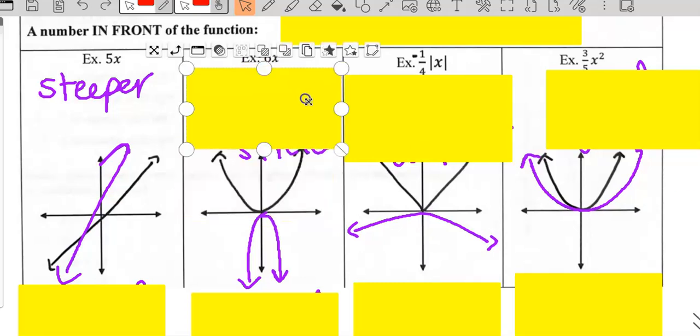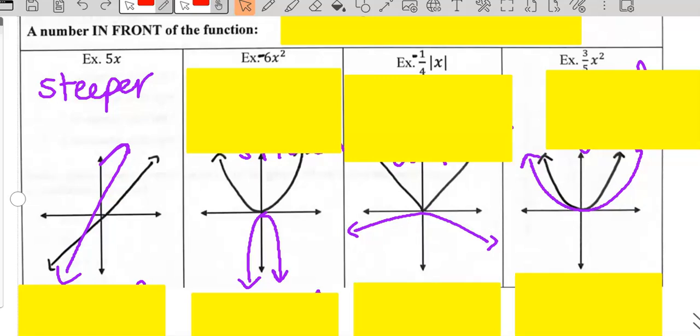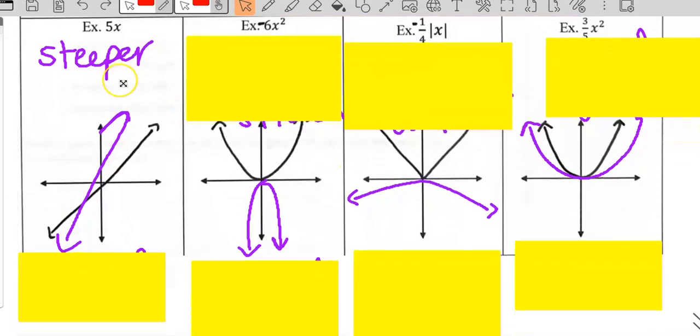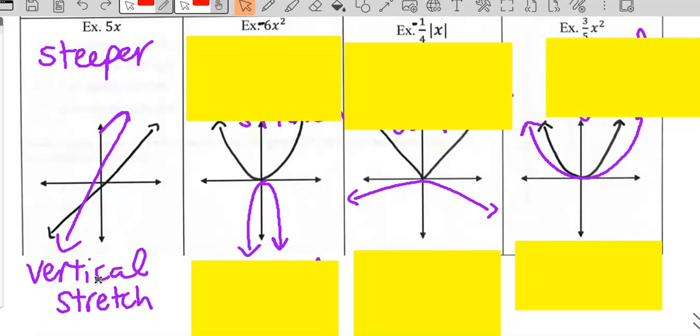On this next one, let me actually continue talking. So the word steeper, we talked about that last class. That was a good vocabulary word. We're actually going to introduce a new mathematical terminology. So instead of saying more steep, we are now going to call that a vertical stretch. So think about if you're stretching something up and down, it is going to get more taller. So instead of saying steeper, we are going to say vertical stretch.